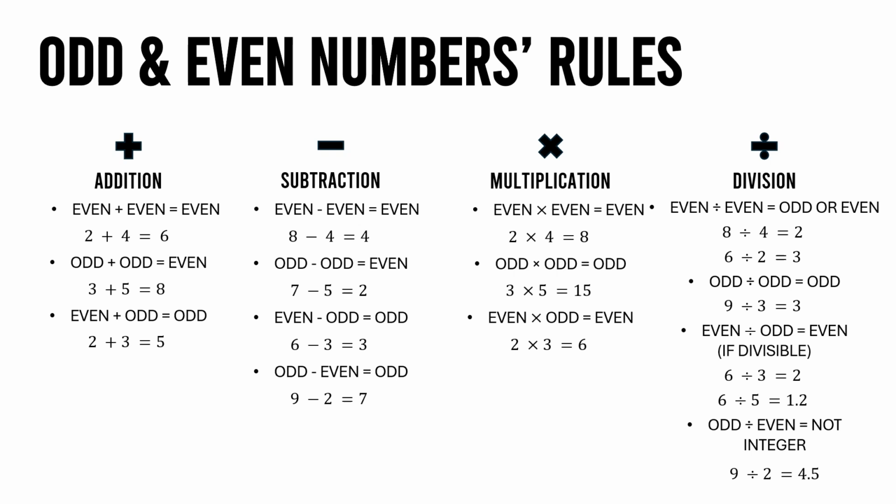And if we divide an odd by an even number, we don't get an integer. So 9, which is odd, divided by 2, which is even, equals 4.5, which is not an integer.